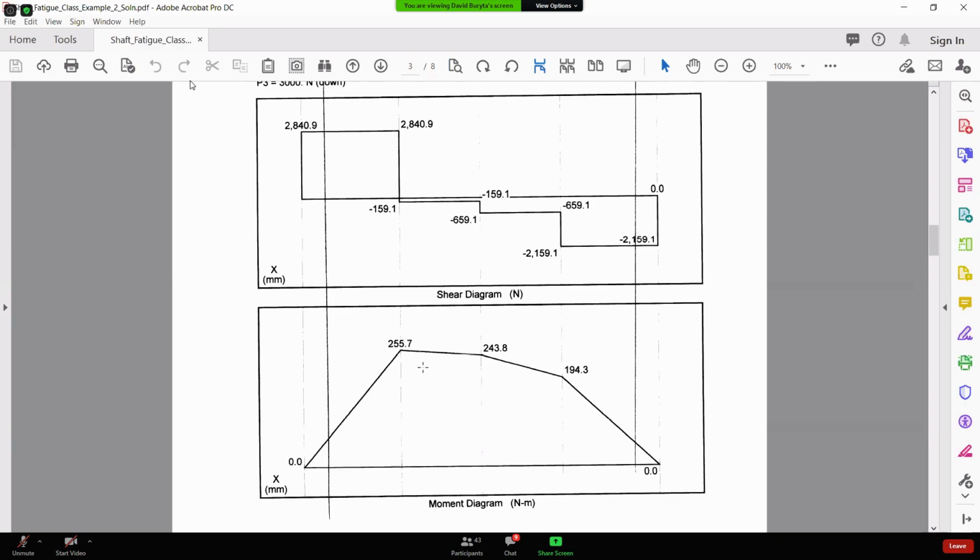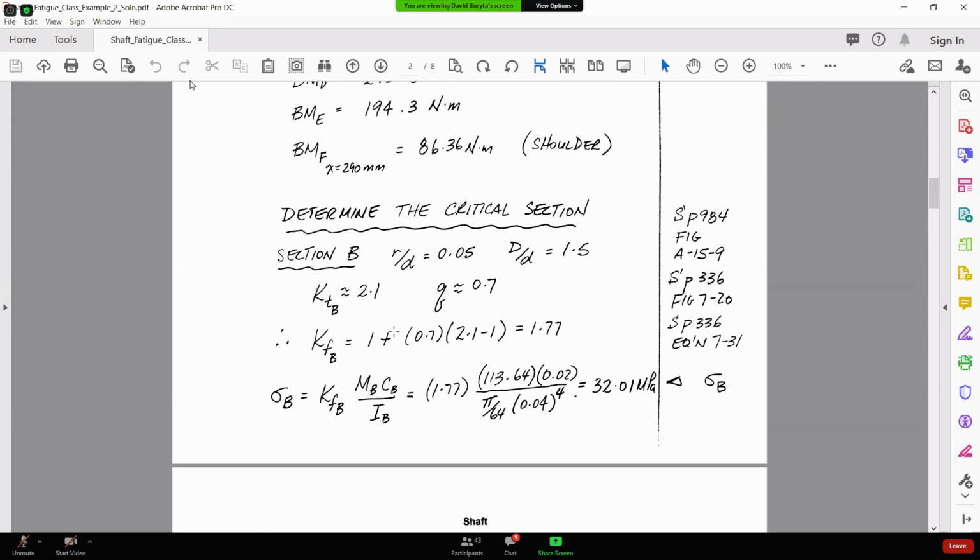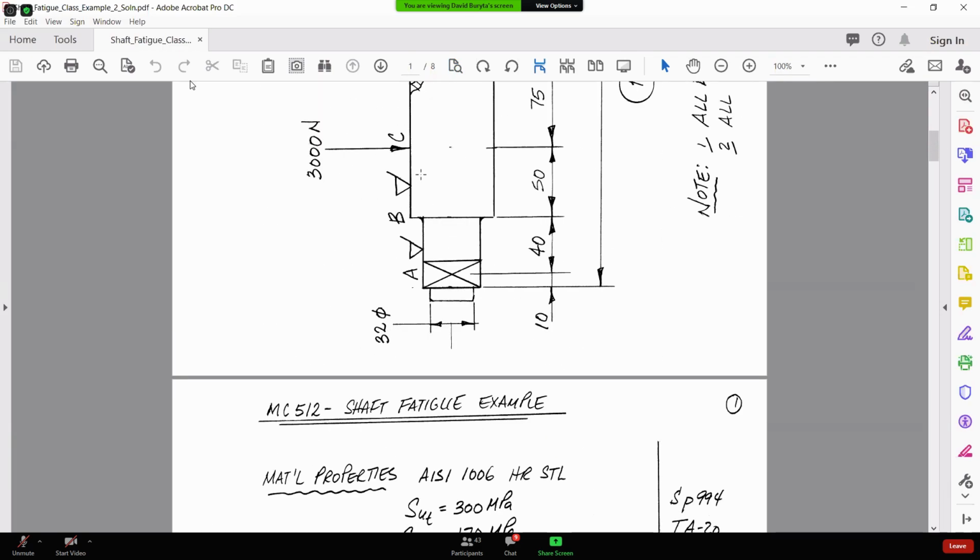Now notice something here: at this particular point, which is point C, if you look at the drawing, point C is this point right here, there is no geometric change in the shaft here, but this is where we have our maximum moment. Now be very careful, because some books or some YouTube guys, if you look at another reference, will say that the shaft will always fail where the maximum moment occurs. Okay, this is not true.